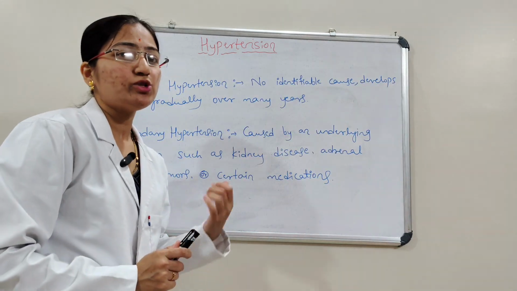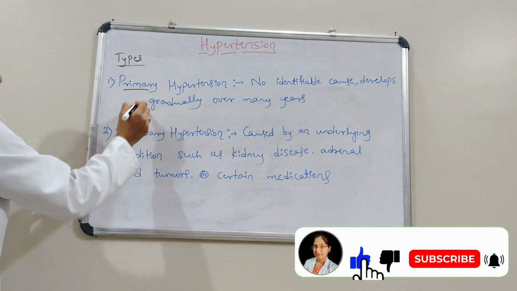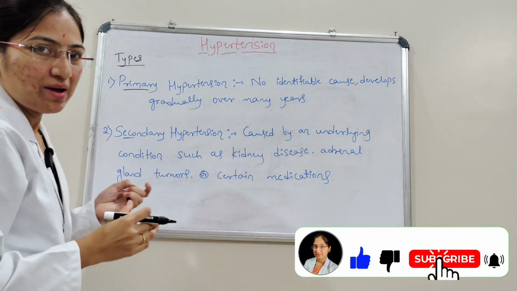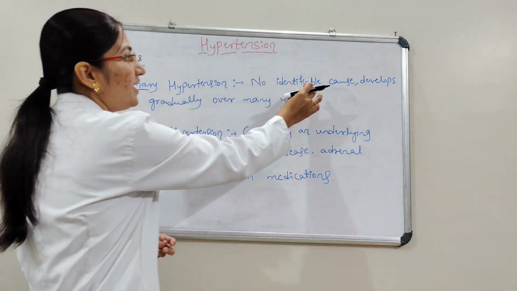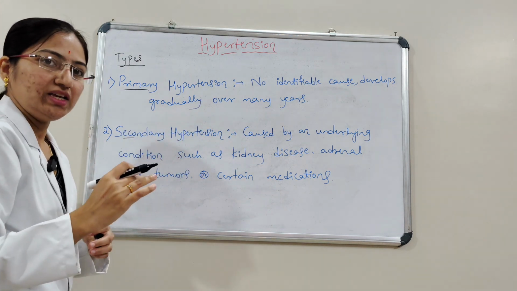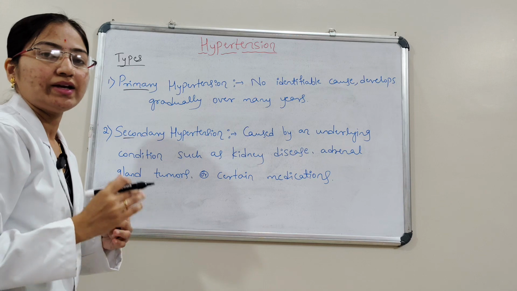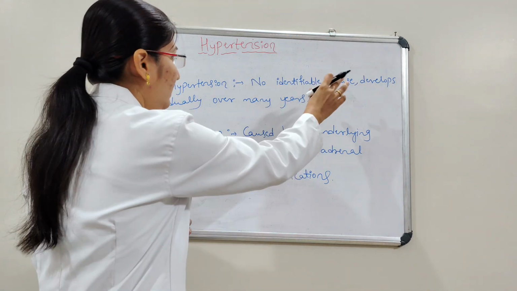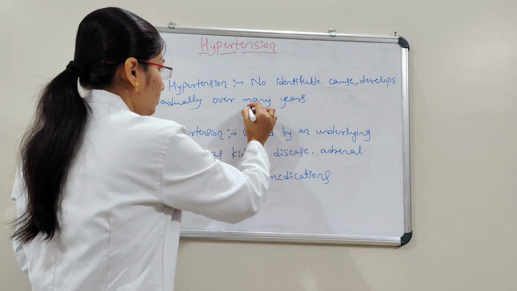Now we'll see the types of hypertension. There are 2 types. One is primary, another one is secondary. First we'll see what is primary hypertension. Here there is no identifiable cause. The exact cause is unknown, and it develops gradually over many years.